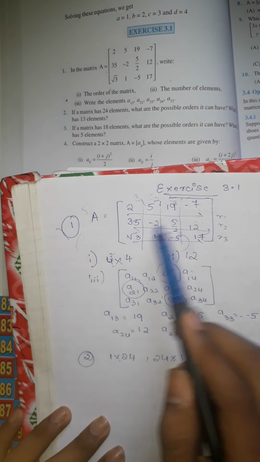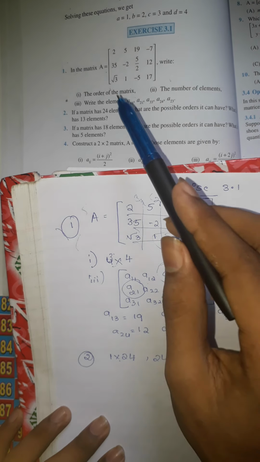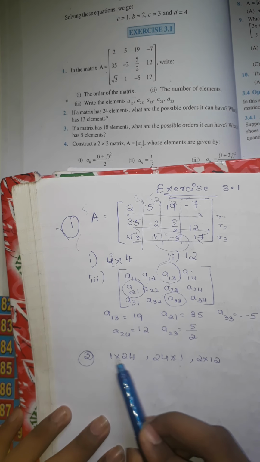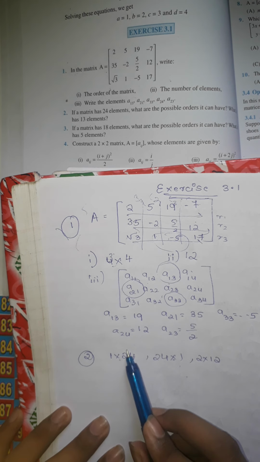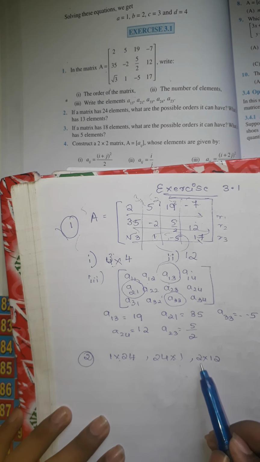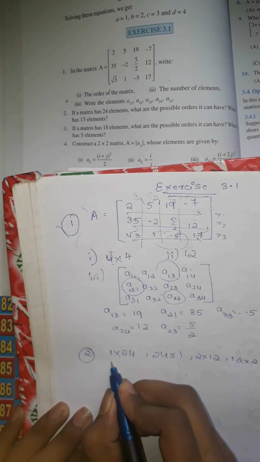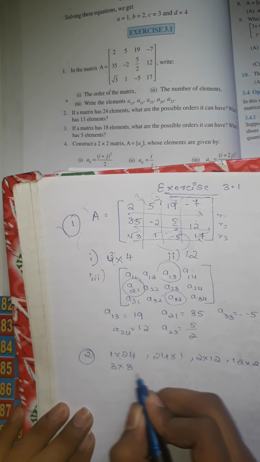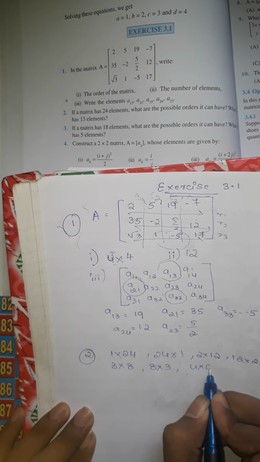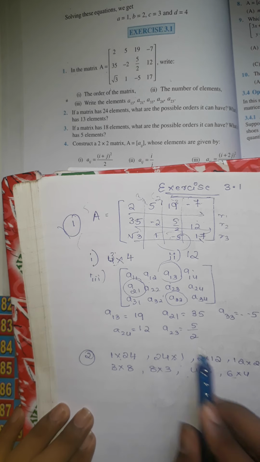So 1 × 24 means one row and 24 columns, or 24 rows and one column. Okay. 2 × 12 and it can also be 12 × 2. 3 × 8 is possible, 8 3s are 24 or 3 8s are, anyway you can go, and 4 6s are and 6 4s are. These are the possibilities. You have 8 possible orders to form a matrix with 24 elements.